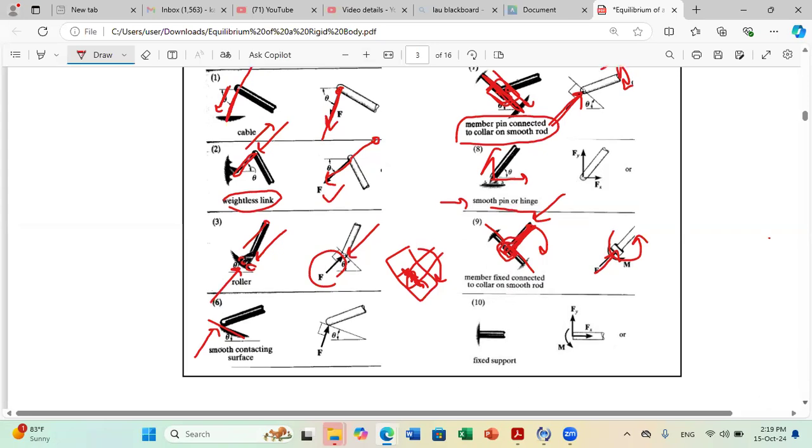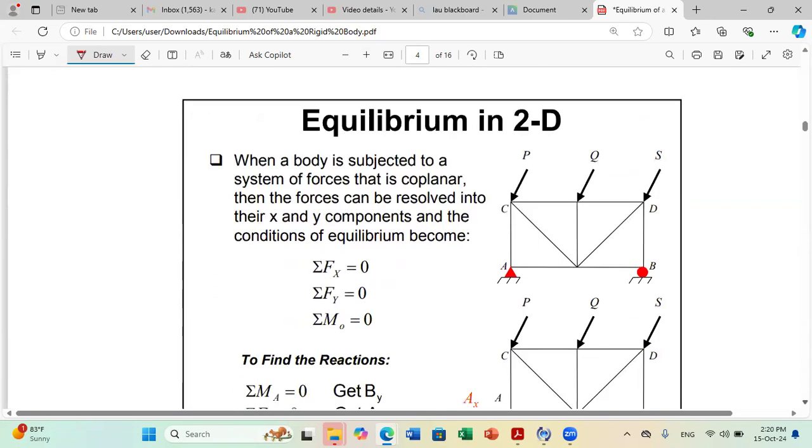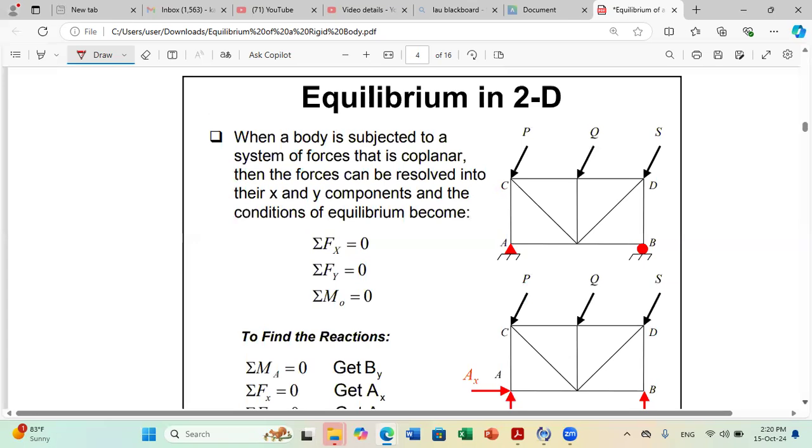Now, for the fixed support, it's like we have seen before. I cannot do anything. The fixity will oppose any motion of translation or rotation. So the fixity should develop a couple moment and two force reactions. So these are the types of connections that we can face in 2D.